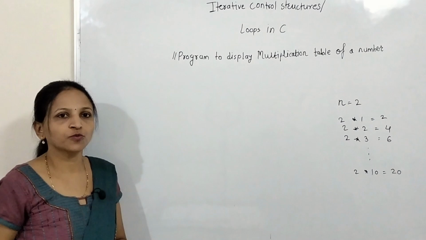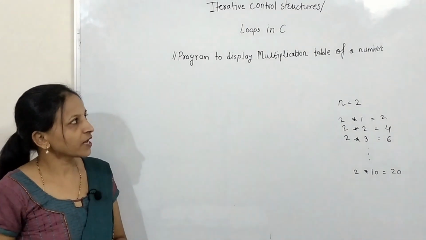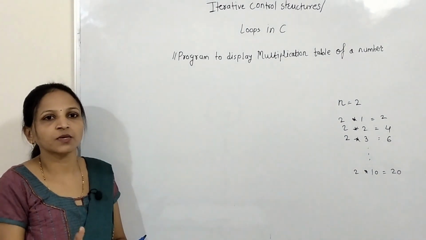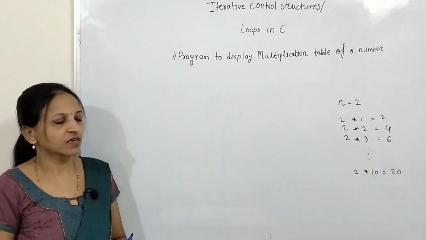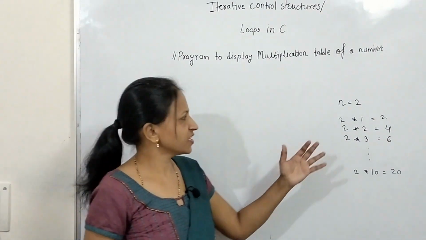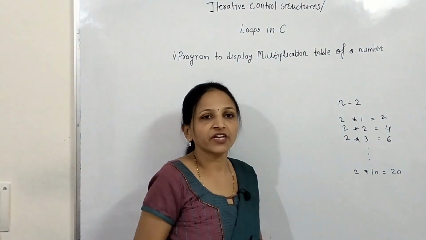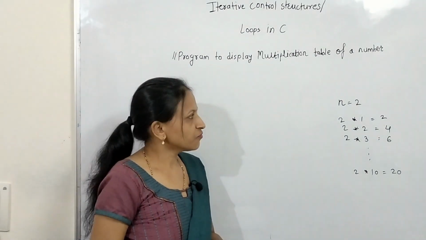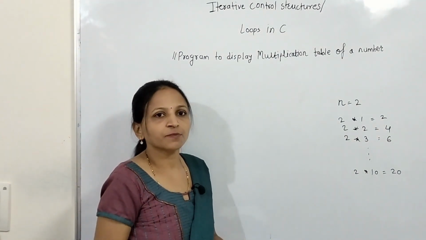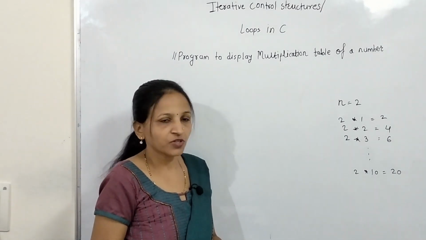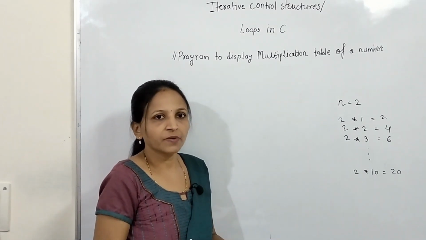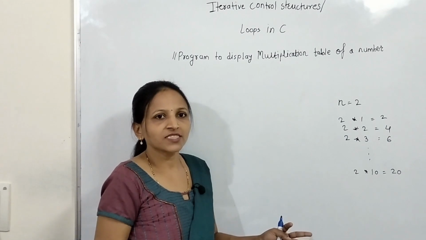Using this for loop, I am going to explain one program that displays the multiplication table of a user-entered number. Here the user will enter any number and we have to display the multiplication table of that number. For example, suppose the user wants the multiplication table of 2, then the user will enter 2 and that we will store inside a variable.